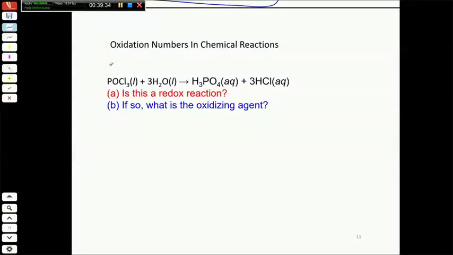It doesn't look like a typical acid-base reaction. It's not obvious that that's the case. We don't have an acid and a base reacting with each other to make water and an ionic compound. So it's not obviously an acid-base reaction. So let's assign oxidation numbers and see if in fact it's an oxidation reduction reaction. So we saw last time in the last problem that in this compound the oxidation numbers are +5, -2, and -1. Those are the oxidation numbers for phosphorus, oxygen, and chlorine.